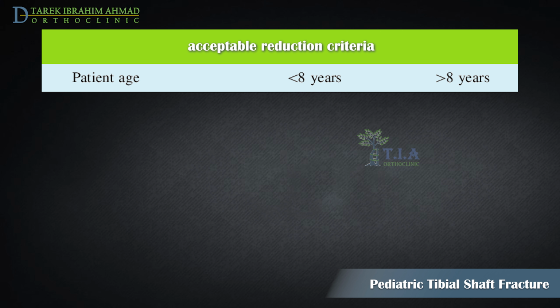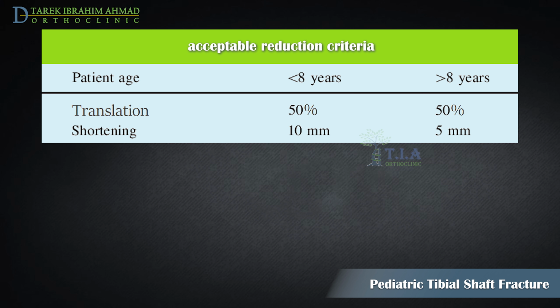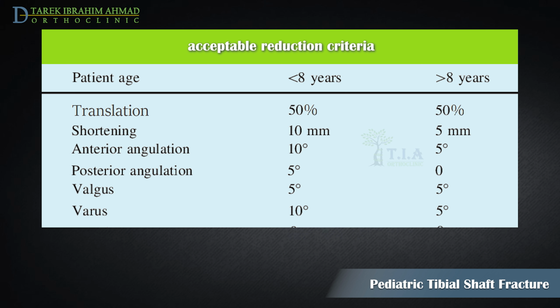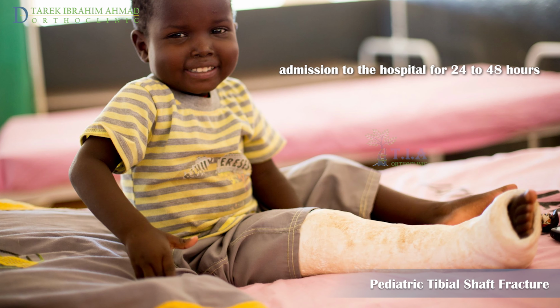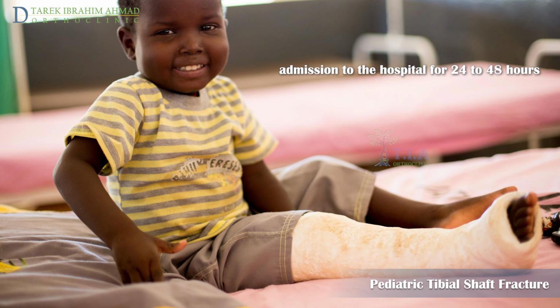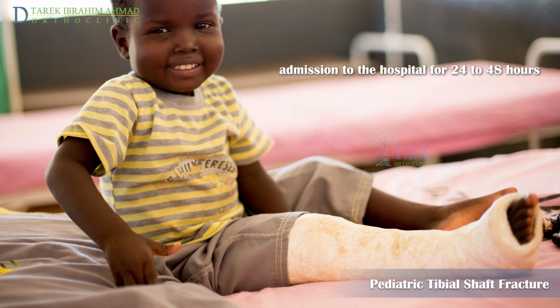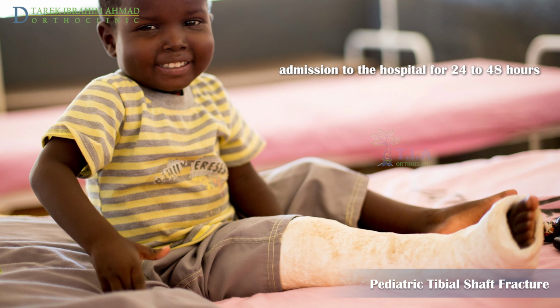Acceptable reduction includes less than 50% translation, less than 1 centimeter of shortening, and less than 5 to 10 degrees of angulation in the sagittal and coronal planes. Rotation is generally unacceptable. We suggest that patients who require closed reduction of a tibial shaft fracture be admitted to the hospital to monitor for signs of acute compartment syndrome for 24 to 48 hours.